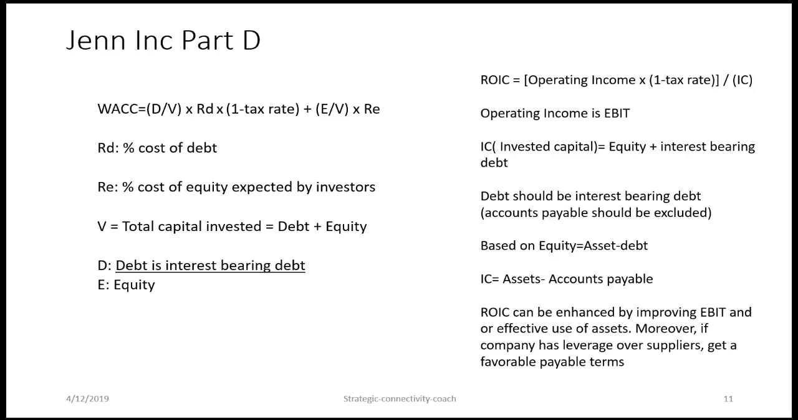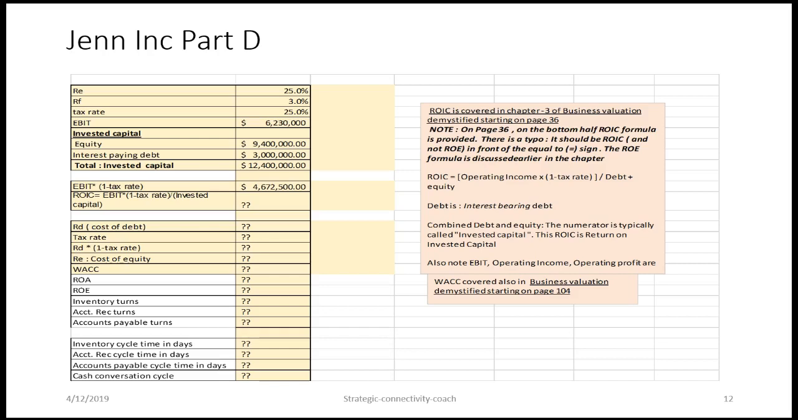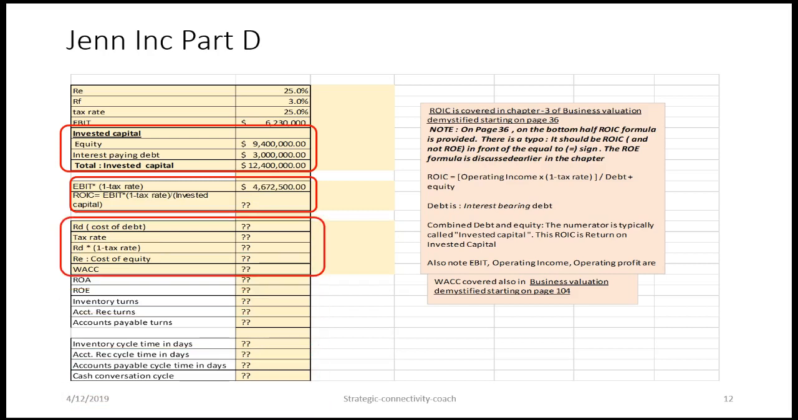and/or effective use of assets. Moreover, as a company has leverage over suppliers, obviously if they can get favorable terms for accounts payable, that's also going to help the invested capital, which is in the denominator, and that will also help the ROIC go up. So in this case, you calculated the invested capital, you did the ROIC, the questions that you had to answer, the WACC, you looked at all the working capital ratios, so you had a pretty good feel for all these key ratios and what they mean.